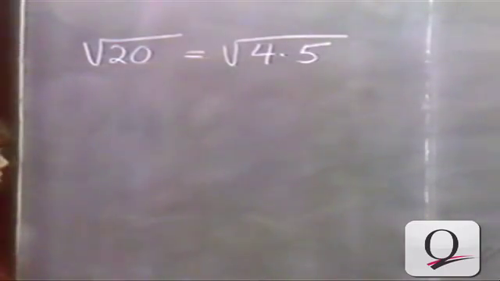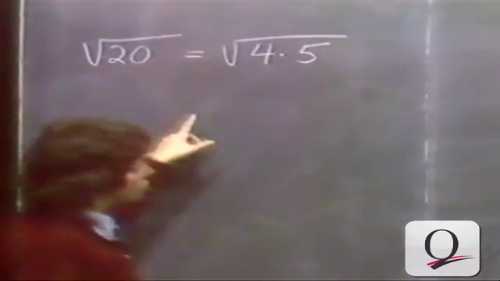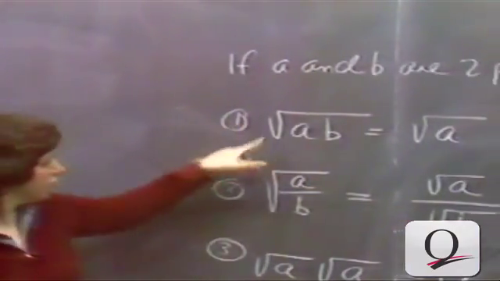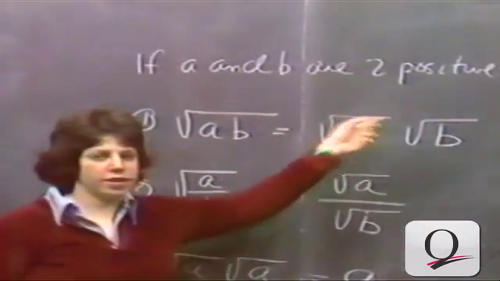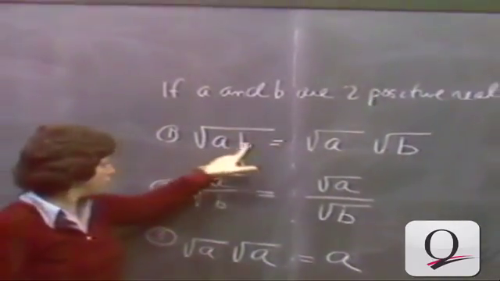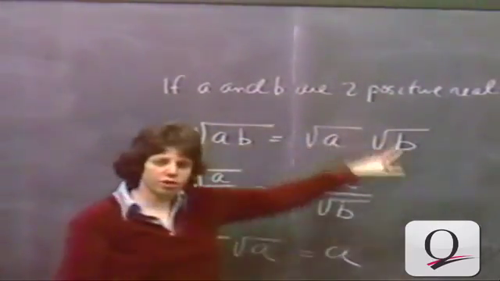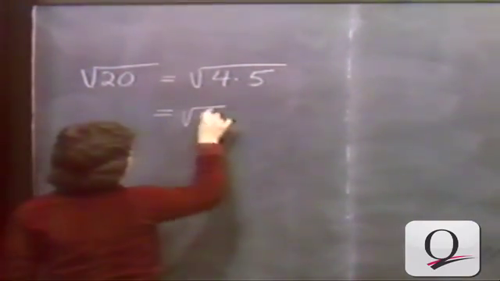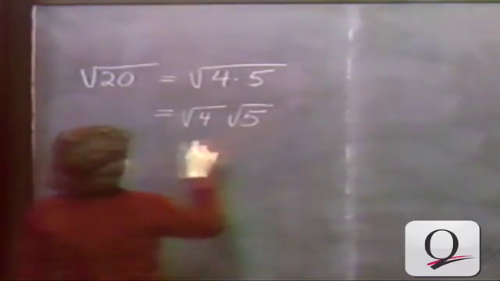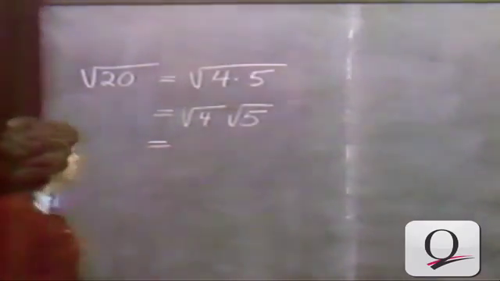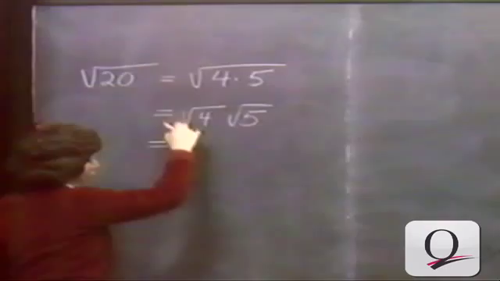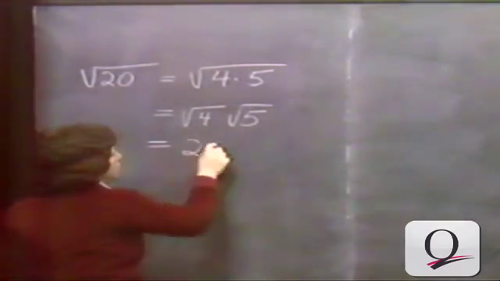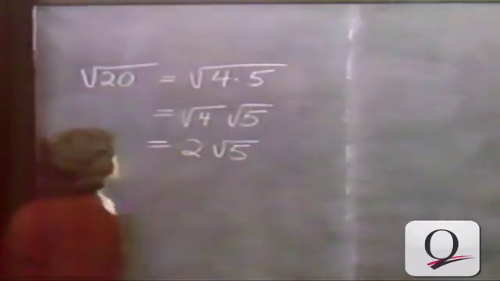The square root of 20 is equal to the square root of 4 times 5. And using the first property of radicals that I gave you, we know that the square root of AB is equal to the square root of A times the square root of B. So the square root of 4 times 5 would be equal to the square root of 4 times the square root of 5. And this 4, of course, is a perfect square. The positive square root of 4 is 2. This gives us 2 times the square root of 5.